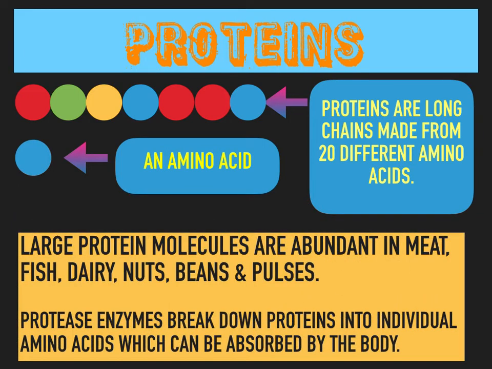During digestion, you've got protease enzymes which break down proteins into the individual amino acids. Proteins are large insoluble molecules, so you couldn't absorb them, whereas the amino acids are small and soluble, so they can be taken up into the blood and the intestines.